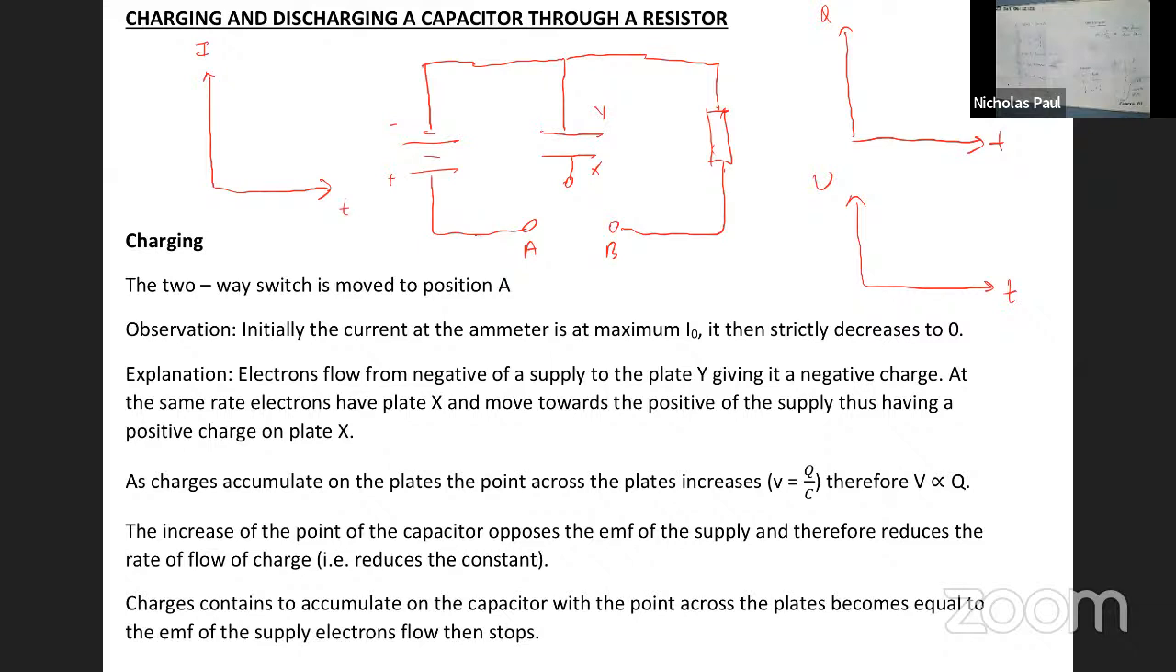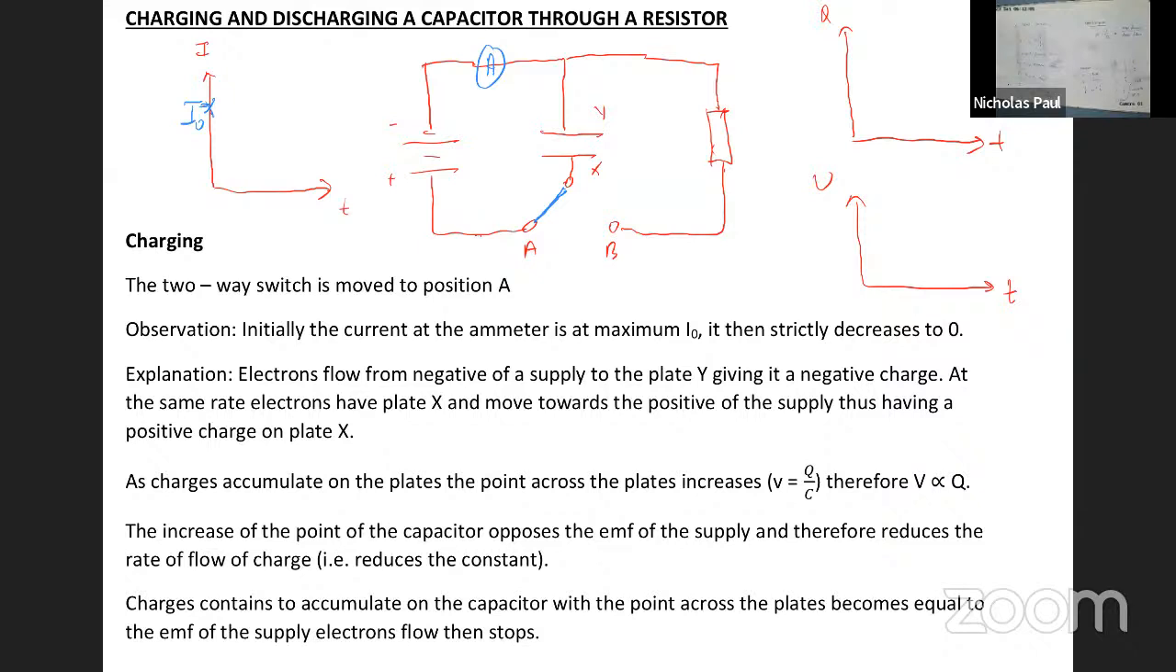All right, so let's go. We'll pay attention to how current, voltage, and charge behave during the duration of the charging, right? So the two-way switch is moved to A. Initially, current in the ammeter is positive, and that current reading is a maximum. So current starts up here at a value I naught. Are you okay with that? And it strictly decreases to 0.